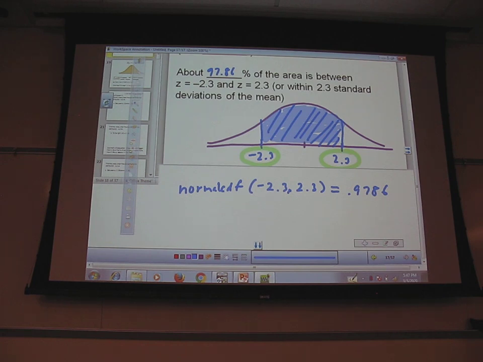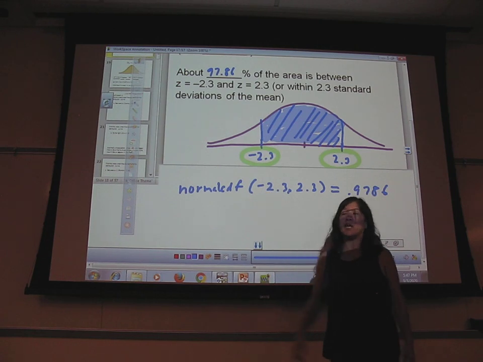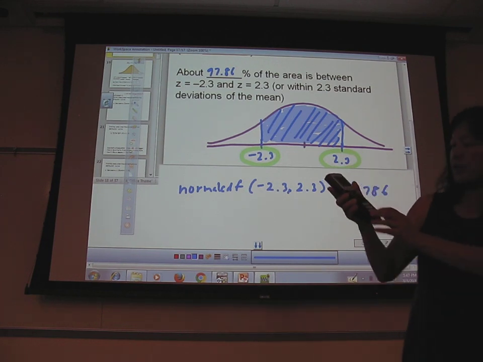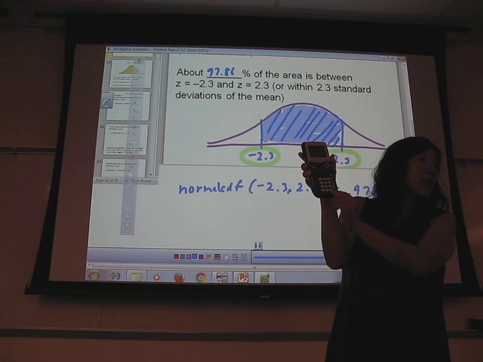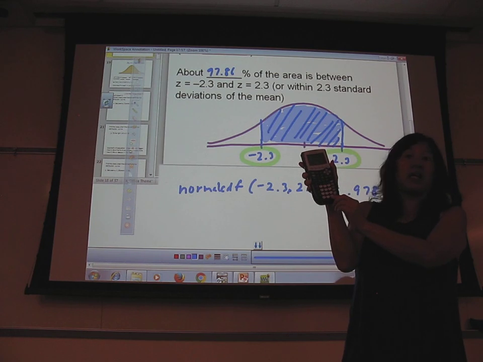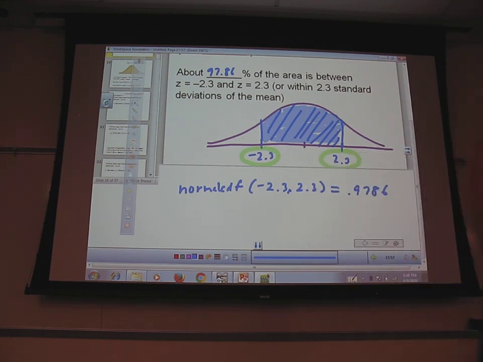Now, the reason I want you guys to do it is because some of you will get an error when you do it. What happens is you put minus 2.3 in here, and you can't do minus. What you have to do is use the little negative sign in parentheses at the bottom next to the enter key. That's your negative sign to indicate a negative number. You can't use the subtraction sign or else it'll give you an error. So make sure you use that one.